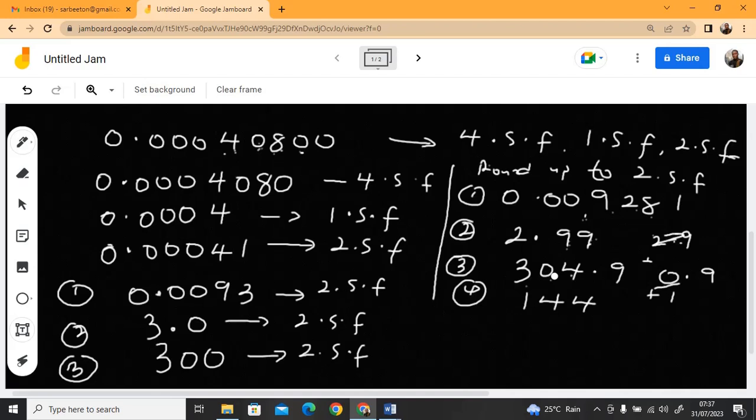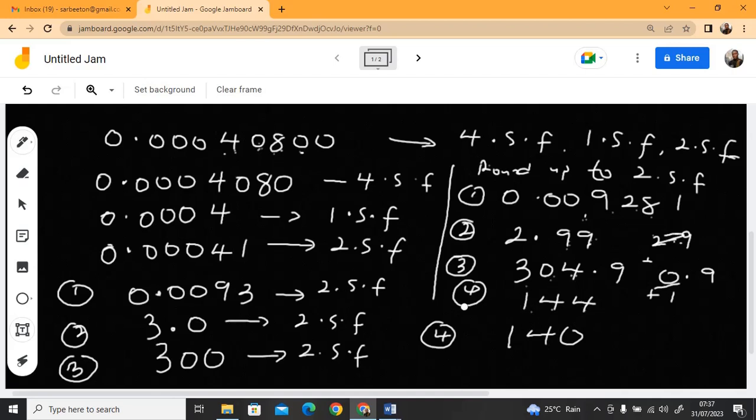1, 2. You stop here. This is not up to 5. So you make it 0. So that will be 300. Assume there's a decimal point there. You don't need the 0. Now the fourth one, 144, 2 significant figures. 1, 2. You stop here, right? This one is not up to 5. That will be turned to 0. So what you have here is 140. You have to write the 0 because it does not have a decimal point.